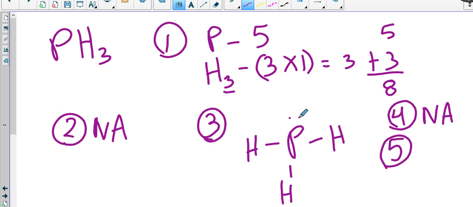Then step 6 and 7. 6 is for if the octet is not full for the central atom. It's full, isn't it? 2, 4, 6, 8. And then it's not an ion, so that doesn't matter. Yeah, it's good. Let's do a harder one.